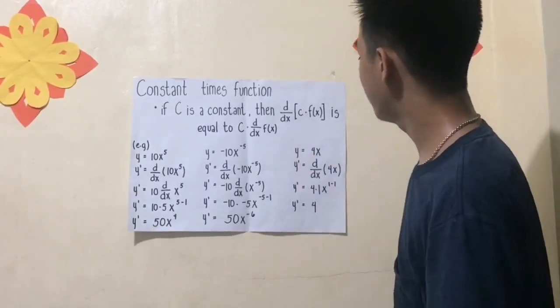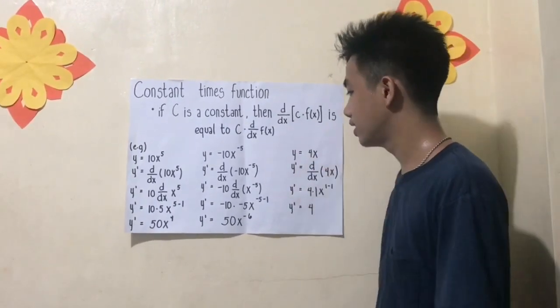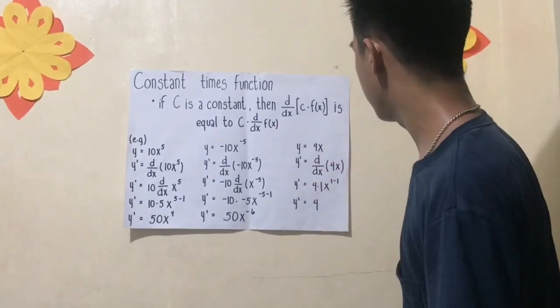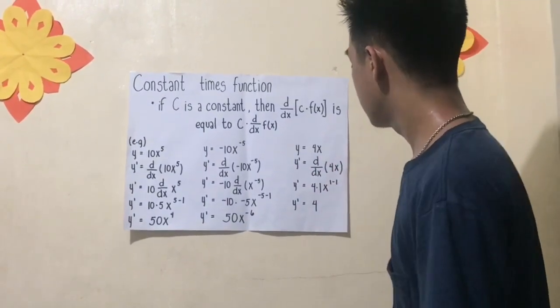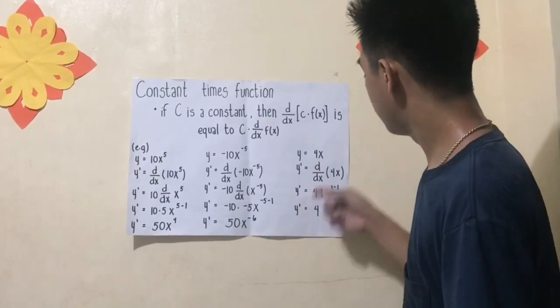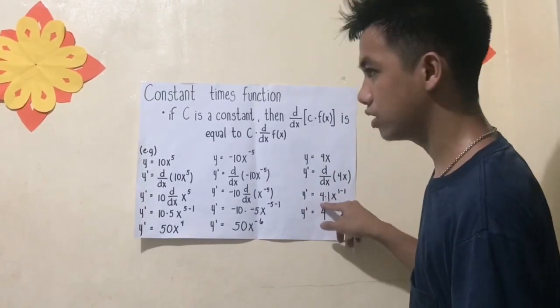Example number 3, we have y equals 4x. After that, y prime equals d over the derivative of 4x. After that, y prime equals 4 times 1 by bringing down the exponent.